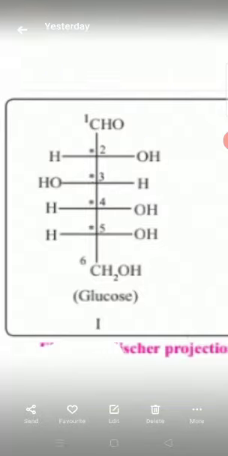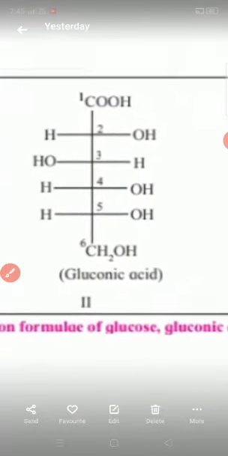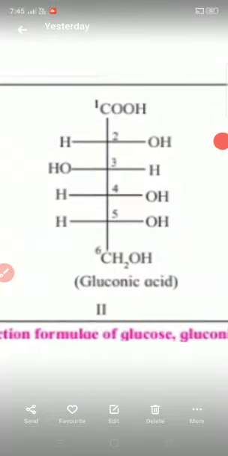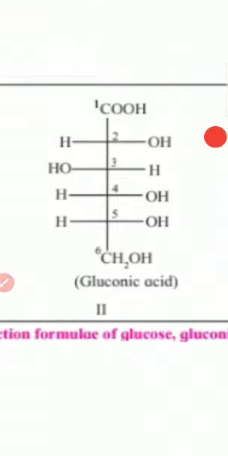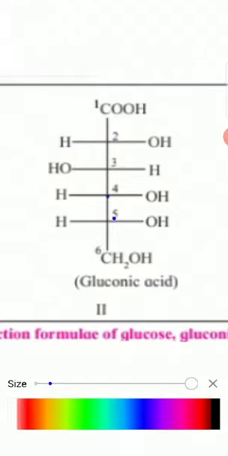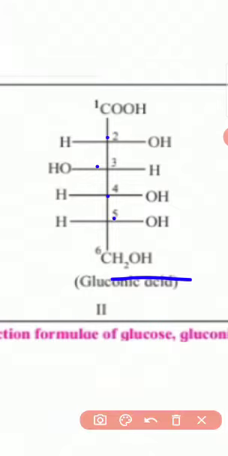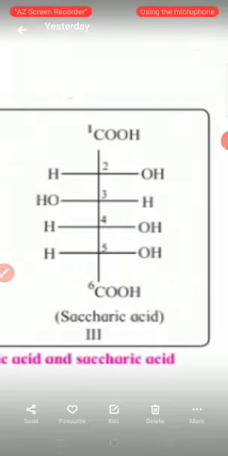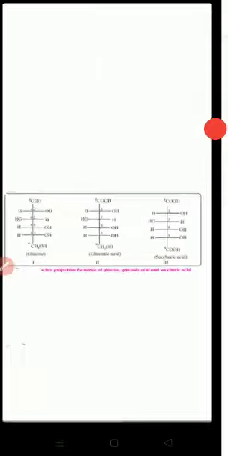See the structure of gluconic acid. In gluconic acid, the CHO group is oxidized and an acid is formed. Here also 4 asymmetric carbon atoms are present. In saccharic acid, the primary alcohol group is converted into an acidic group. Here 2 acidic groups are present, and in the same way 4 asymmetric carbon atoms are present. Hence, in glucose, gluconic acid and saccharic acid, a total of 4 asymmetric carbon atoms are present.